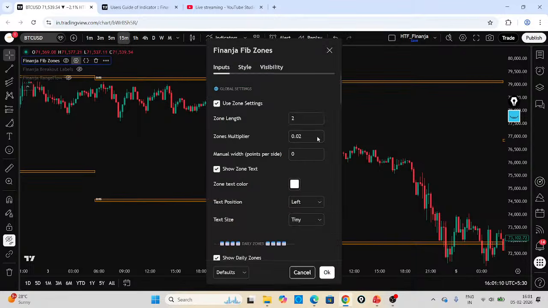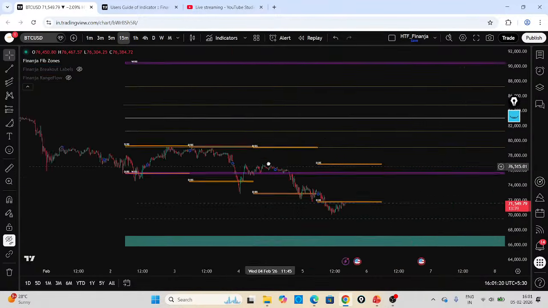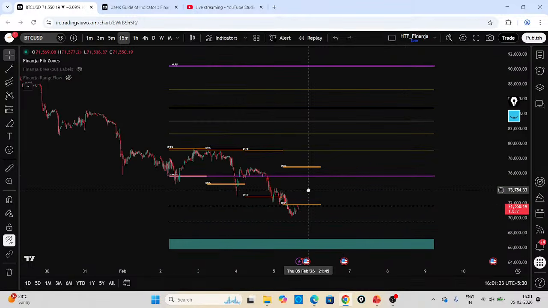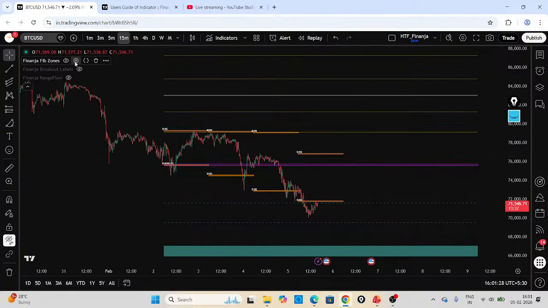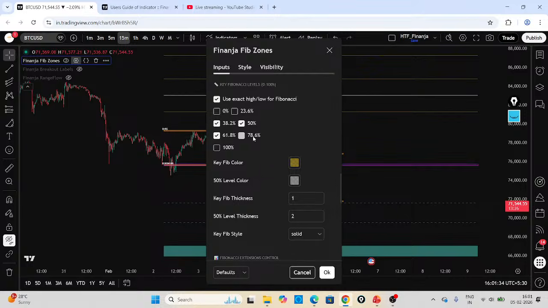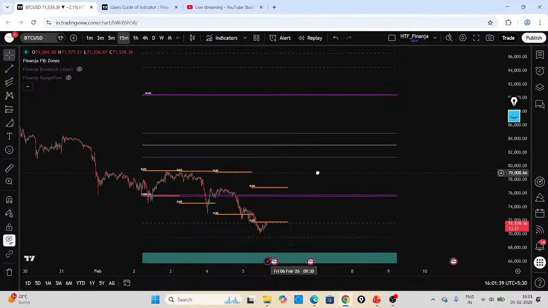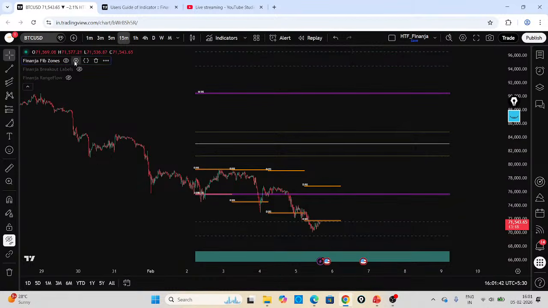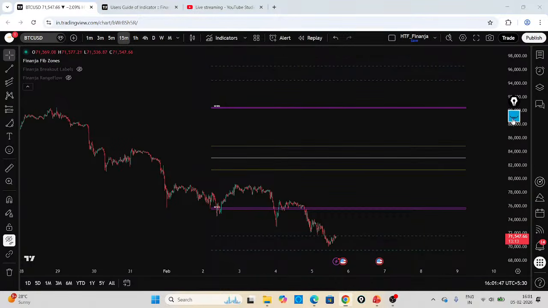You can see I will be coming here, and I'll be switching on weekly zones and weekly levels also. So these are the weekly levels. I'll take only one week currently. Maybe we can backtest later. For weekly zones, I'll switch off the 23.6 and 78.6 levels, and for your convenience, I'll switch off the daily zones as well. Let's discuss this one.